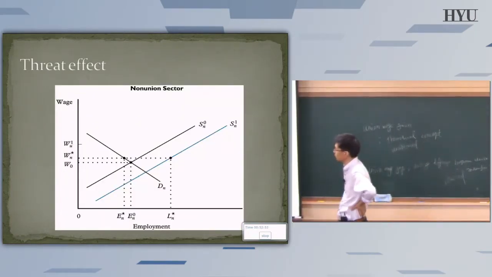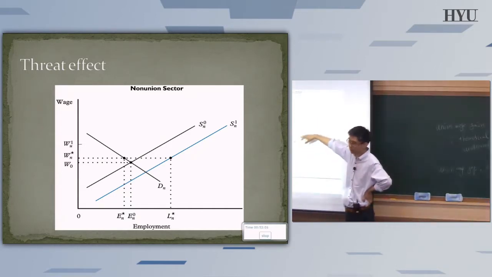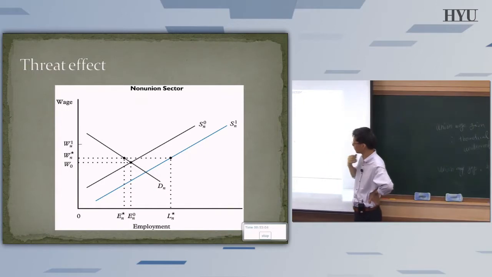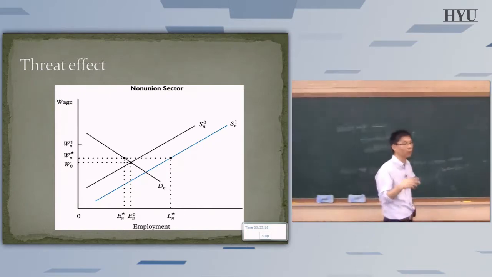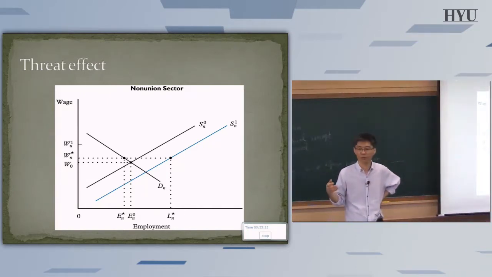The opposite thing is this. Let's think of the non-union sector. In the non-union sector, we have workers trying to get a job there. If you're an employer in the non-union sector, you have to think of the possibility that your workers would be organized. You don't want your workers to be organized. So what can you try? You can increase your workers' wage voluntarily.